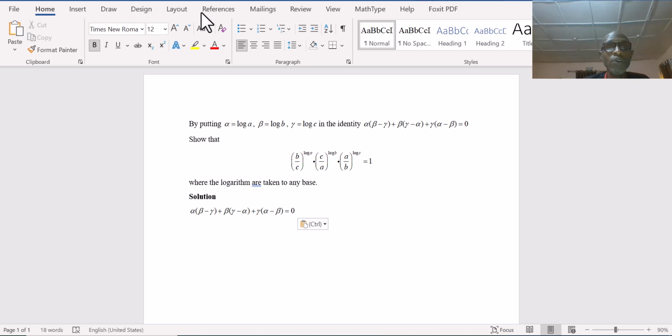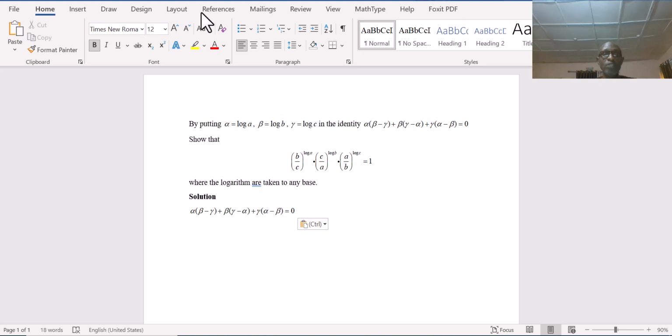So this time we are looking at this question by putting alpha equals log A, beta equals log B, gamma equals log C in the identity. In the identity we are given alpha(beta minus gamma) plus beta(gamma minus alpha) plus gamma(alpha minus beta), everything equals 0. So we should show that this equals 1. So let's start the question.